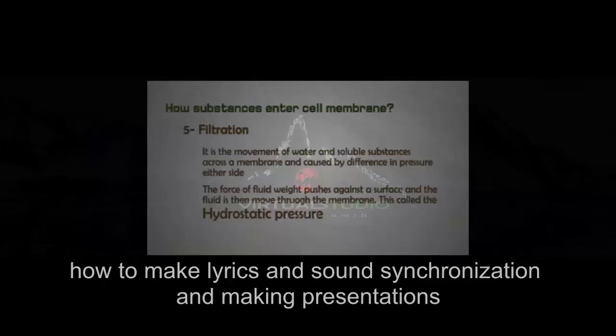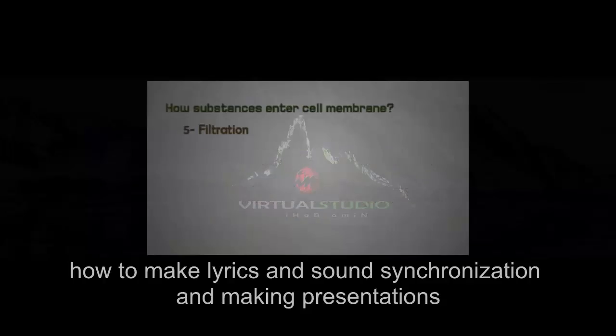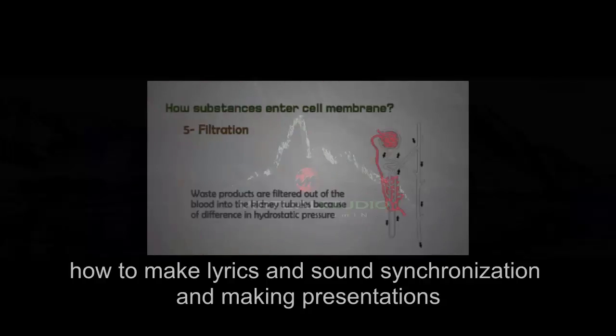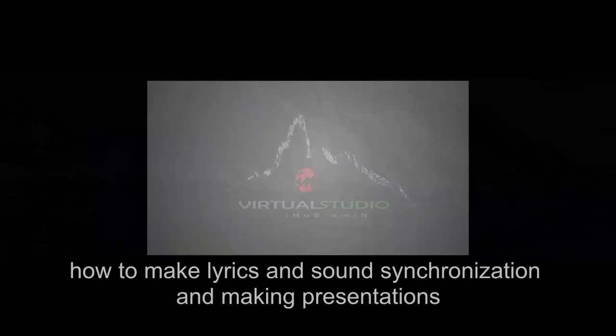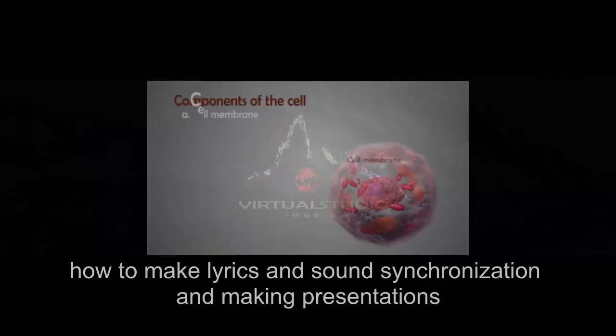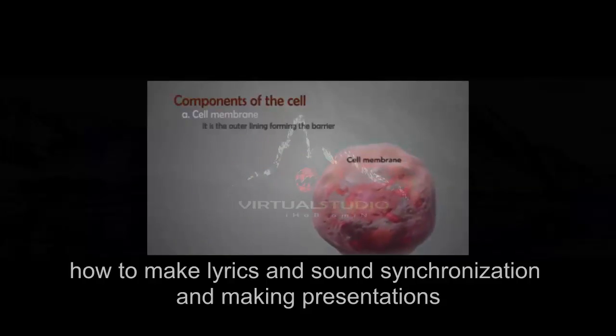This is called the hydrostatic pressure, which is the process responsible for the formation of urine in the kidneys. Waste products are filtered out of the blood into the kidney tubules because of the difference in your hydrostatic pressure. So let's look at more detail then of the components of a cell. So we have your cell membrane, which is the outer lining that forms the barrier.